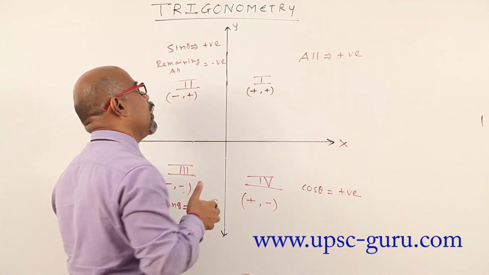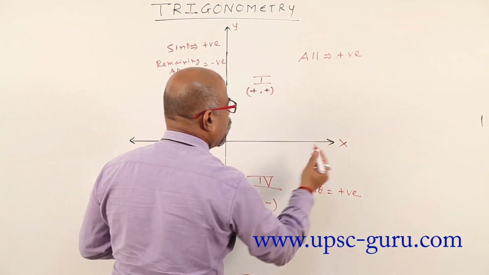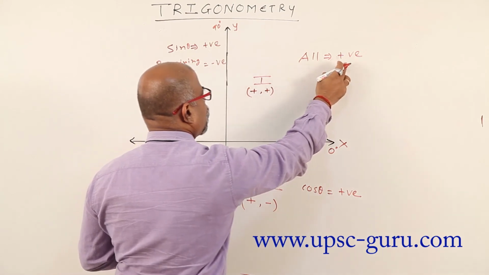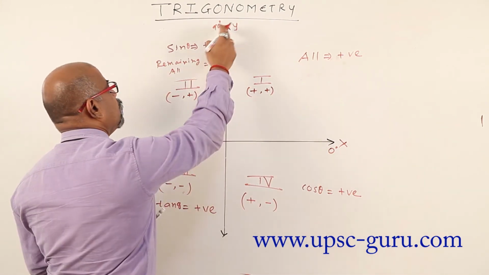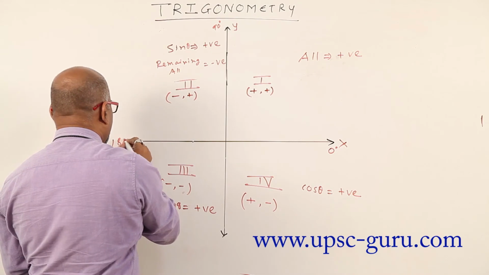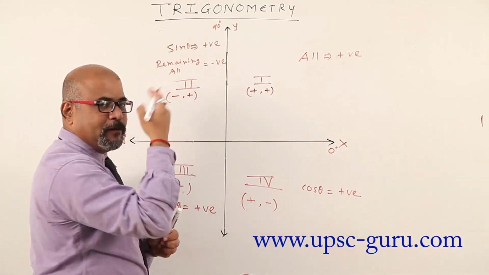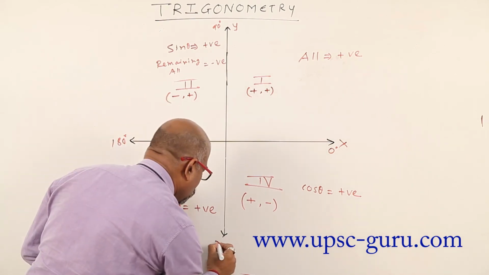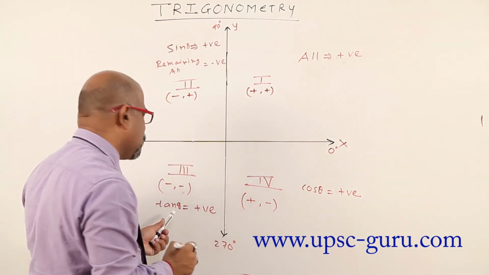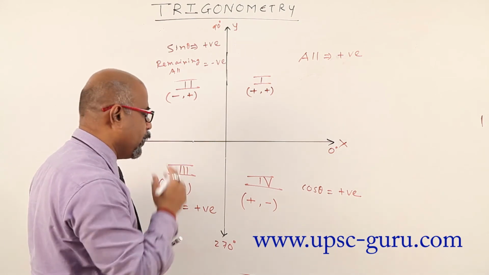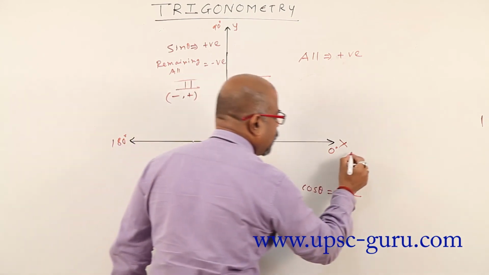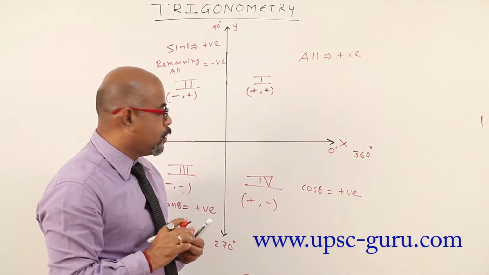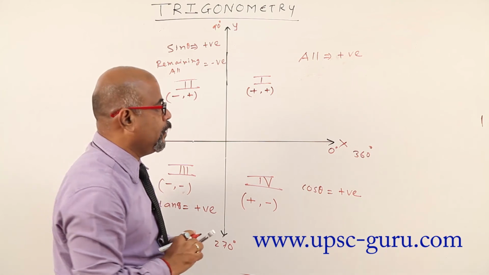That means when the angle is between 0 degree and 90 degree, all the trigonometric ratios give us positive values. From 90 to 180 degree, only sine and its reciprocal cosec are positive, remaining all are negative. From 180 to 270 degree, tan and its reciprocal cot are positive, remaining all negative. And from 270 degree to 360 degree, cos and its reciprocal sec are positive and remaining all are negative.